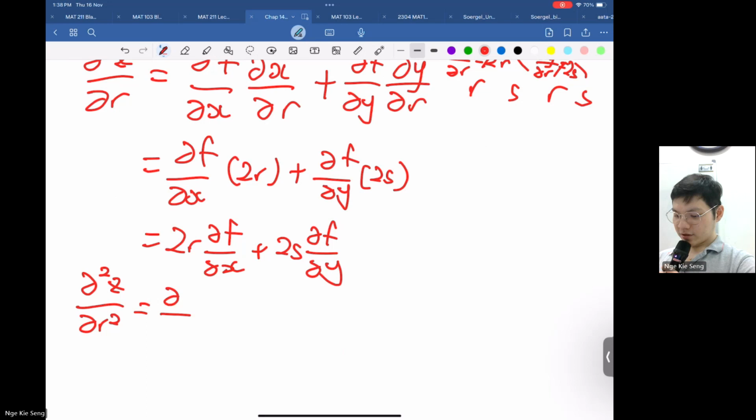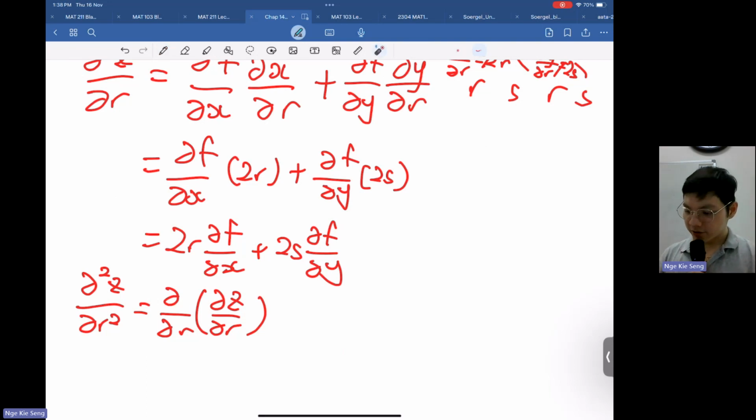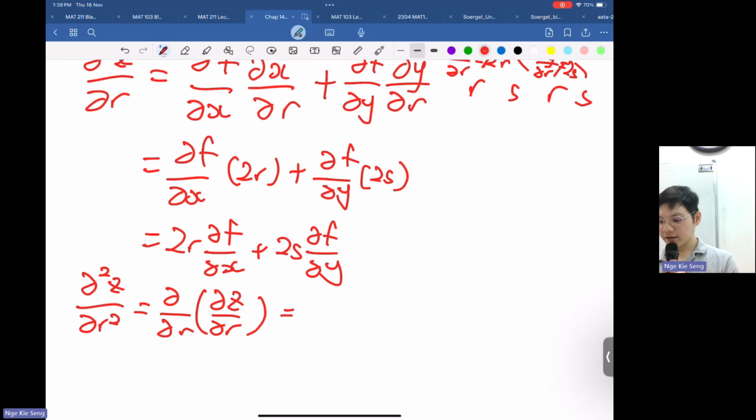Del of del z over del r, del r. Right. So you treat del z over del r as another new function. Right? You treat it as a new function now. Okay, and then you partially differentiate it with respect to r. But we have already computed what is del z over del r, right?